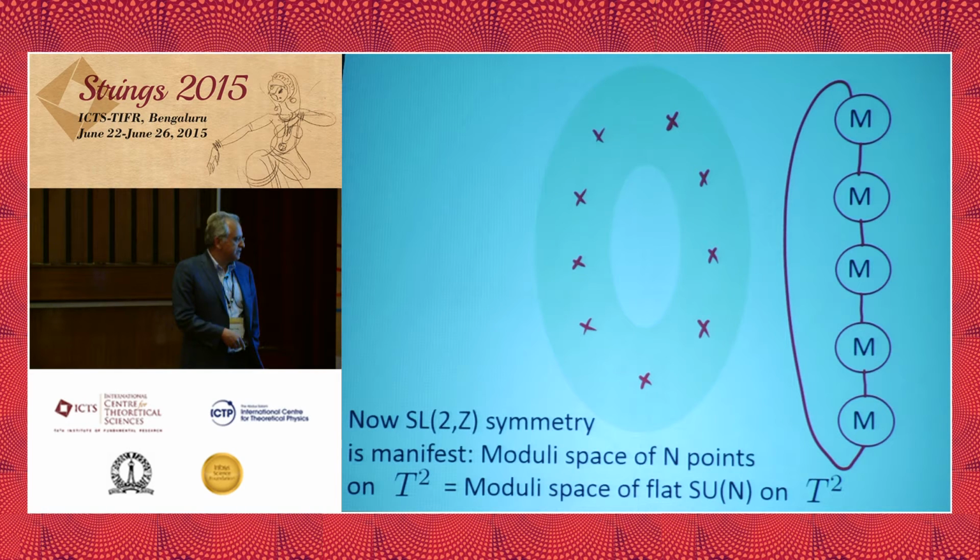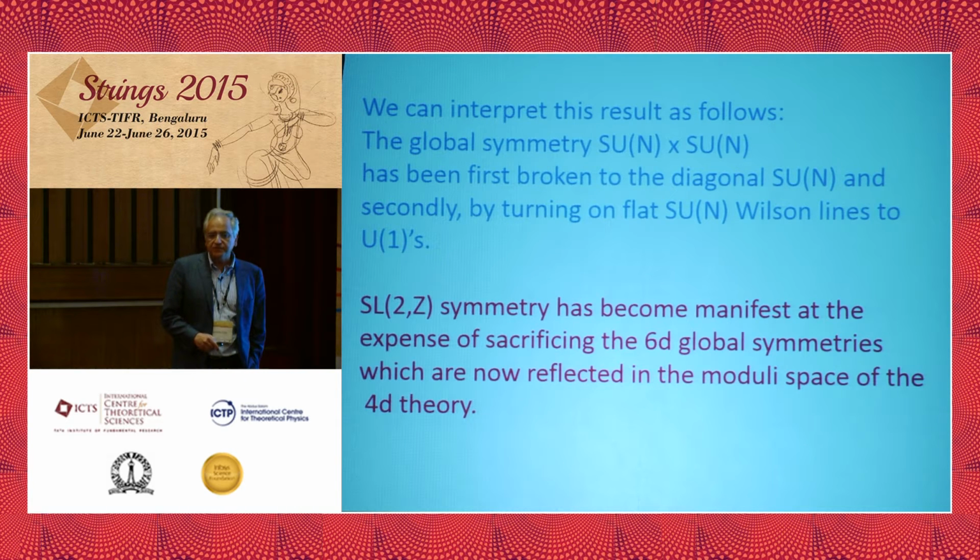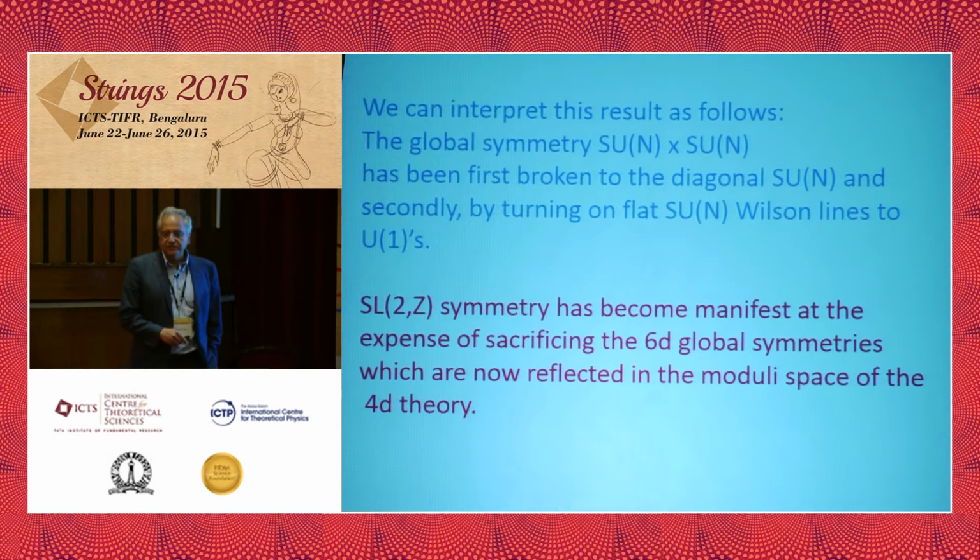And what happened was, instead, they are reflected by the fact that the moduli space of this theory is a moduli space of SU(N) connections on T^2. So in other words, we interpret this in the following way. The global symmetry, first of all, is broken to a diagonal SU(N) in the SU(N) times SU(N). And we turn on flat SU(N) Wilson lines, which was this movement of these branes that I was showing to you, which gives you the position of these NS5 branes. And that is a dual description. So we have broken the global symmetry, but they are not gone totally. Namely, they are showing up in the moduli space of the 4D theory as moduli space of flat connections.